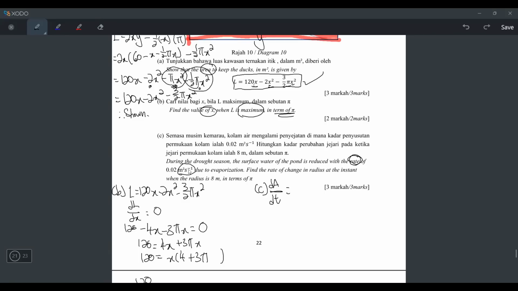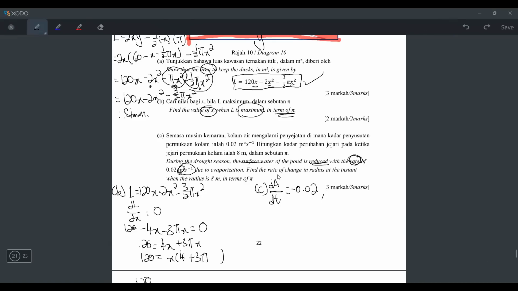It's meter square and then per second. So meter square is a unit for area. It means they're talking about the surface area of water decreasing. So dA/dt equals negative 0.02, with a negative because it is decreasing. That's why it's negative. What if they say rate of volume? Then dV/dt. What if they say rate of radius? Then dr/dt. As long as you see the word rate, then it's over dt already, confirm.